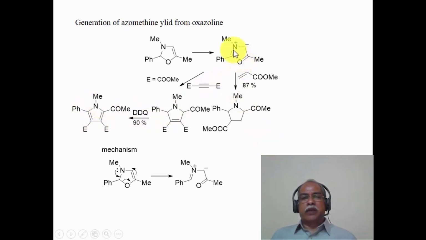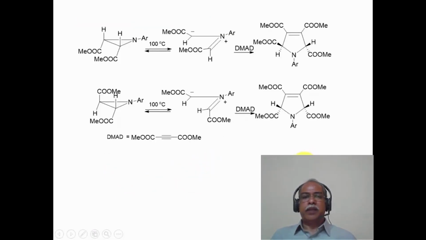The mechanism of formation of the azomethine ylide from oxazoline is given here. It is a simple thermal decomposition involving the lone pair of electrons on the nitrogen, resulting in the cleavage of the carbon-oxygen bond, resulting in the formation of the 1,3-dipole, which is shown in this mechanism. Here is an example which is already seen in the case of the electrocyclic ring opening reaction. This also constitutes an example of a 1,3-dipolar cycloaddition reaction.